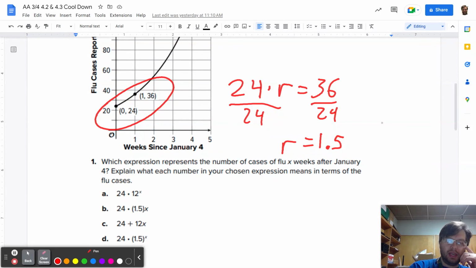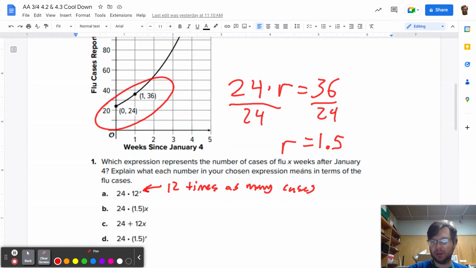So that's the amount that we're multiplying by. So I know that answer choice A here, because it's asking us to find an equation for the number of cases X weeks later, can't be right because this would mean you have 12 times as many cases. That's not what's going on. We didn't go from 24 cases to 24 times 12 cases. You might think that 12 is the rate of change because 36 minus 24 is 12, but that's thinking of it like a straight line. We're not going in a straight line. We're going at an exponential curve.